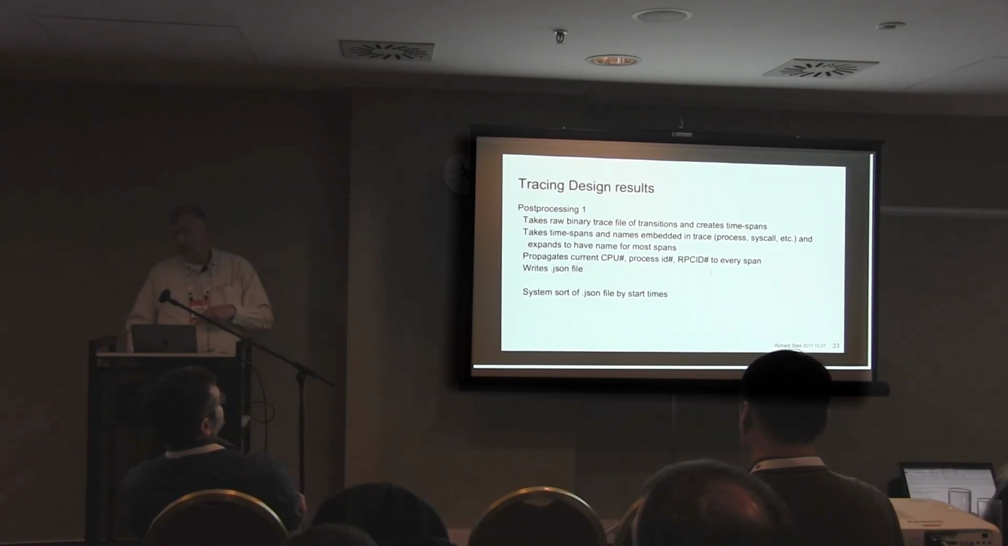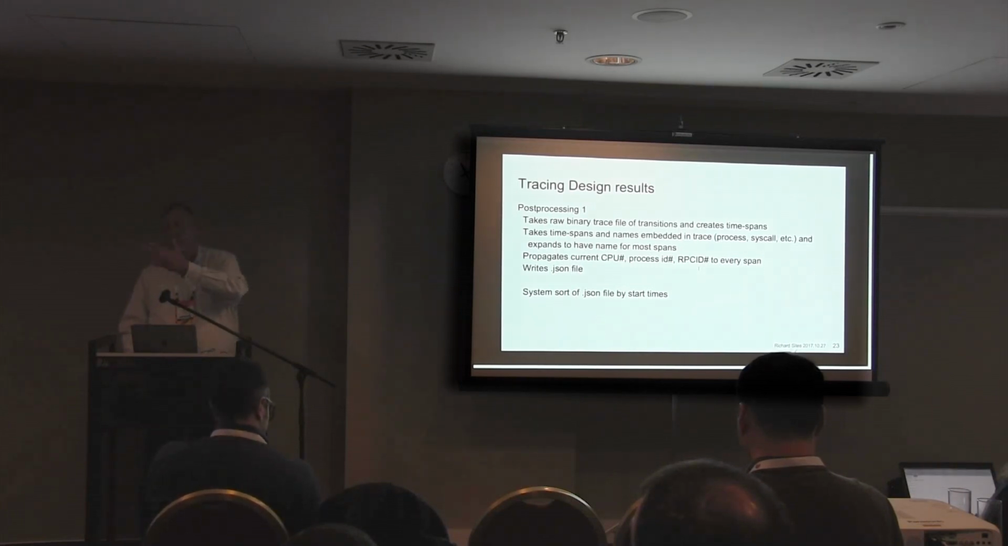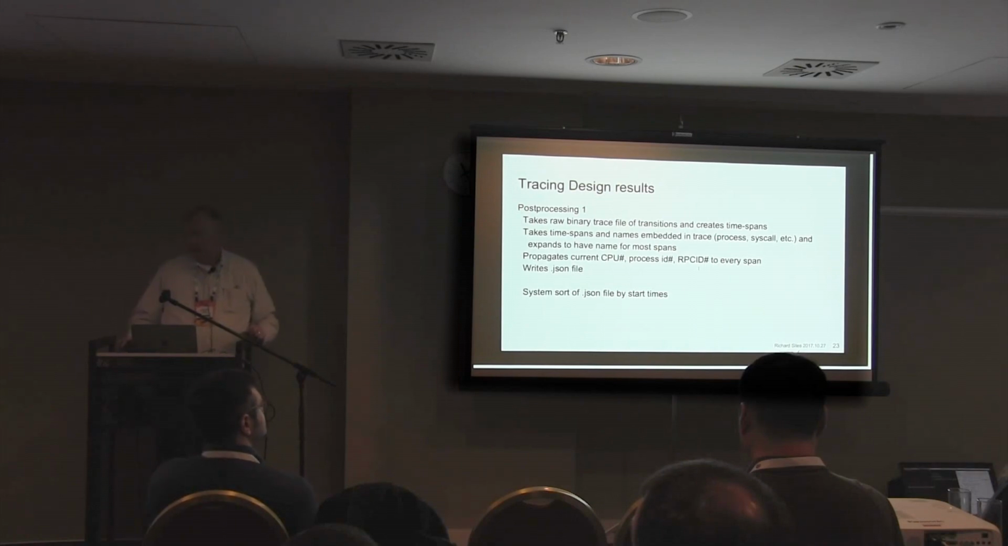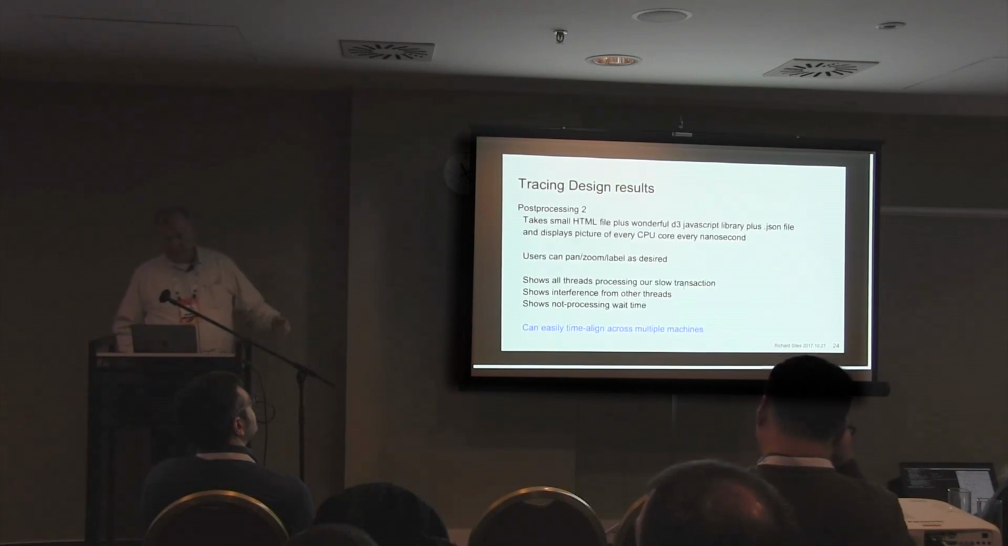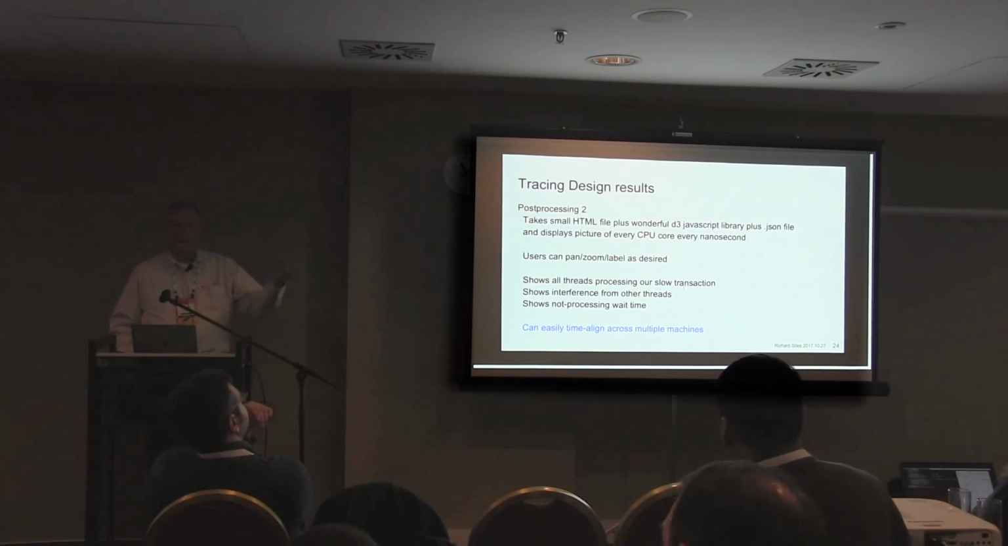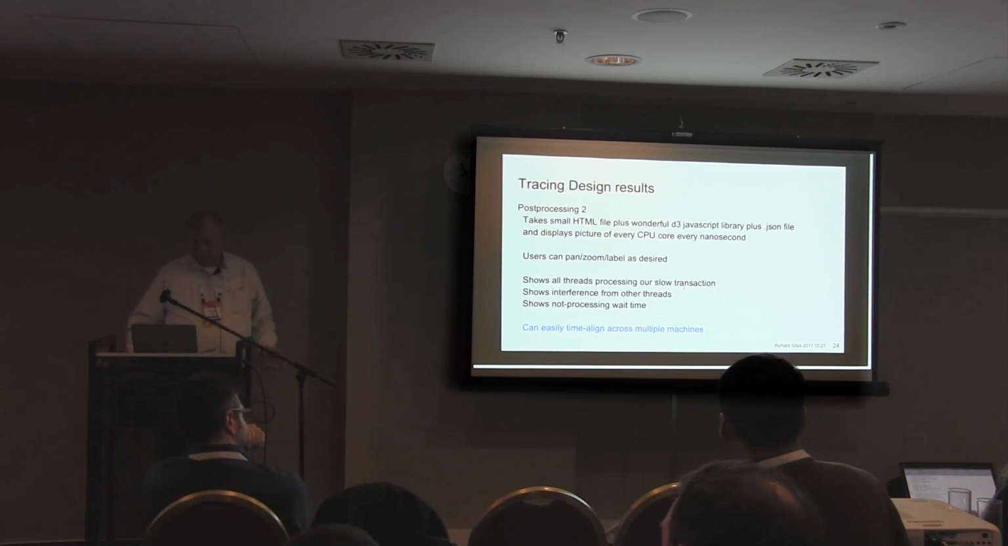In an environment where there's lots of client-server transactions done with remote procedure calls, RPCs, or messages or something, it's tremendously useful to include the RPC ID saying this piece of code in this thread is currently working on this RPC. That's how you get to see which RPCs are slow and why. And then the output of that is a JSON file, which will just drop through the standard system sort by start time. And then the second part is a little HTML file that reads the JSON, and then you can pan and zoom around, which I'll show you in a few minutes.